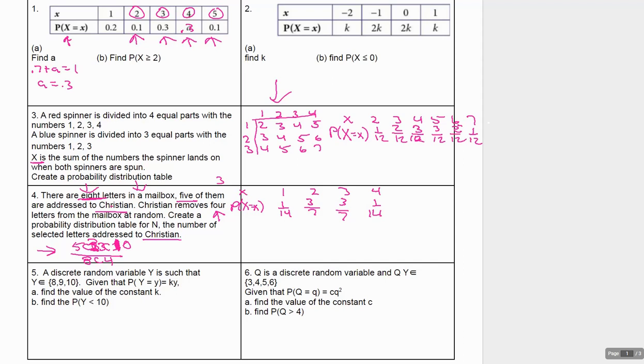Is the 8, 9, and 10 like the possibilities of it? That's what they're telling you. Notice how they use capital Y? In this case, they're telling you the random variable Y, and they're telling you that the only possible things that can happen are 8, 9, and 10.